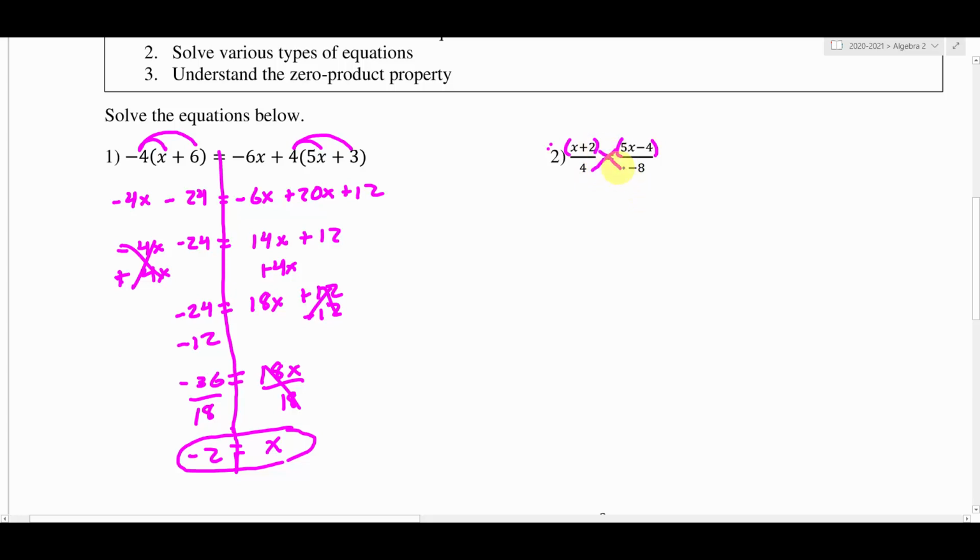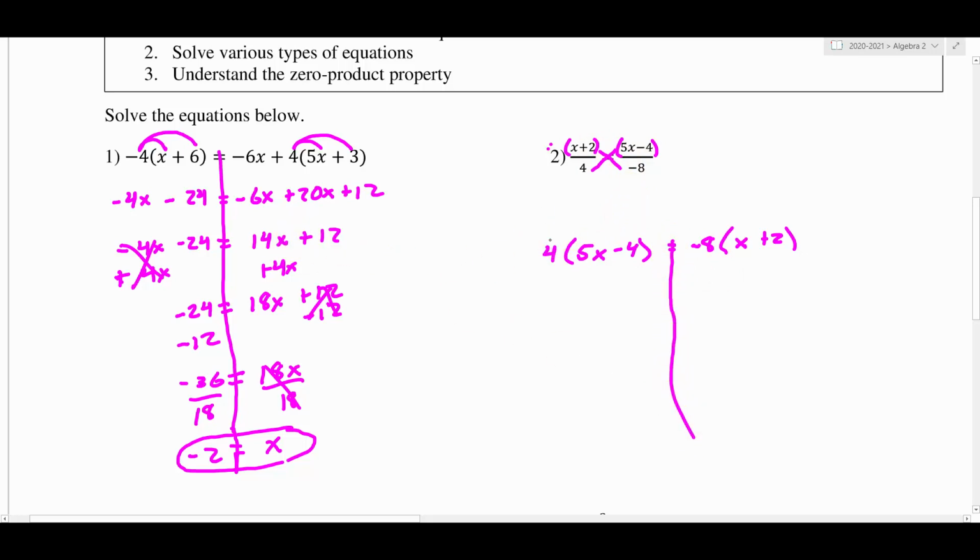Okay, so we're going to cross multiply, and what that means is I'm going to take this 4 and multiply it by the 5x minus 4. So I'm going to get 4 parentheses 5x minus 4 equals. And then on the other side of the equal sign, I'm going to do the other cross multiplication, which is the negative 8 times x plus 2. Just like that. All right, so now I have this new equation, and like I said, I got this by doing the cross multiplication property, and now I'm going to start solving this just like I did in number 1.